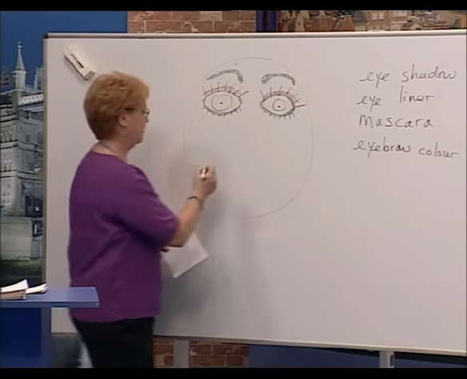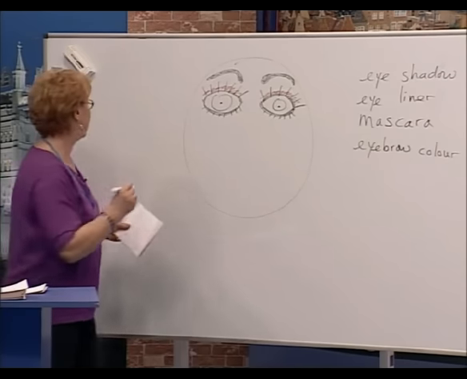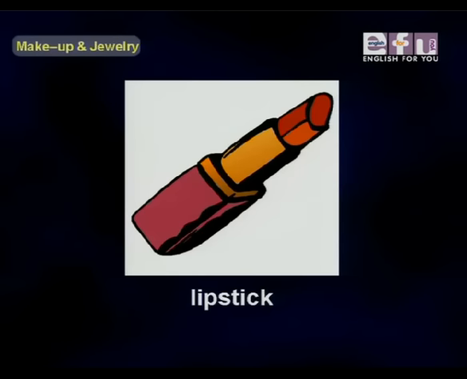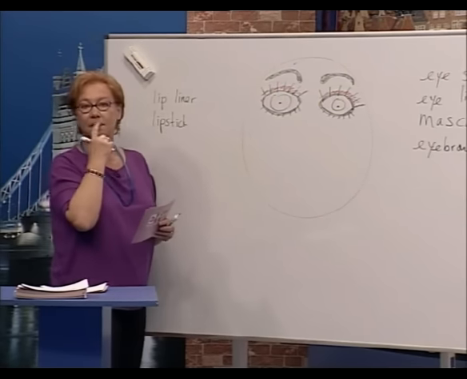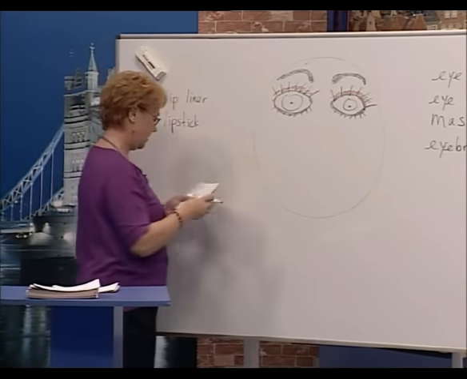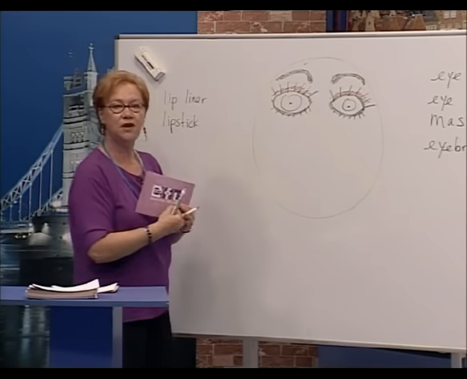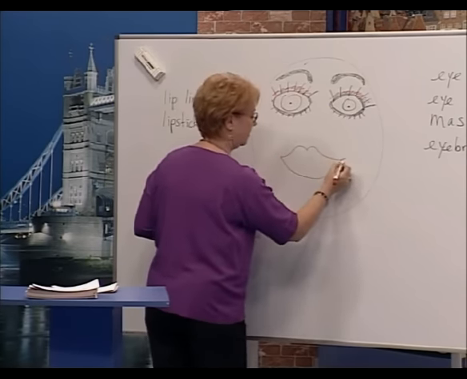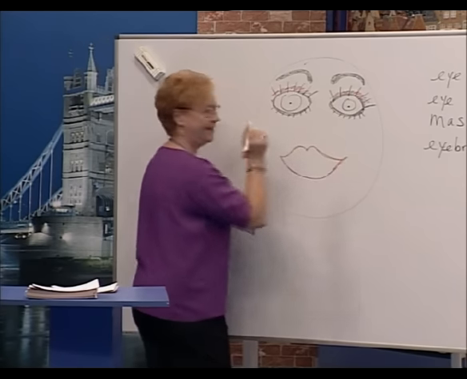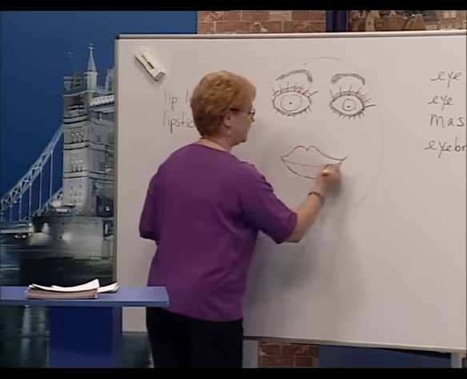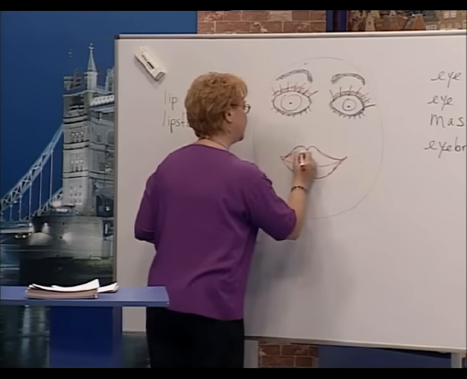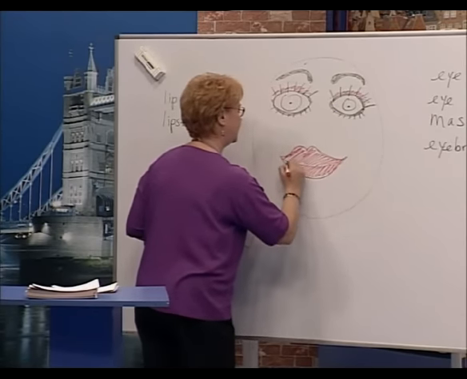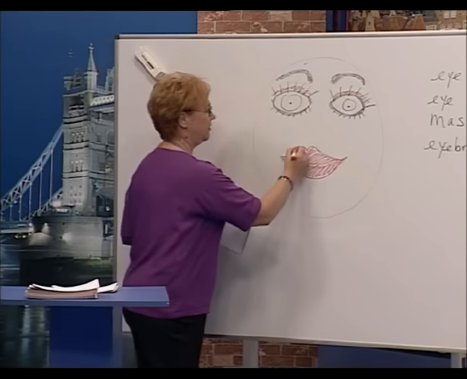Now, let's do the mouth, all right? Let's do the vocabulary first for the mouth. We have lip liner, and we have lipstick, okay? Lip liner and lipstick. Now, here we go. We're going to first draw around the mouth with lip liner. So here's the lip liner. All right? There. Beautiful. Lovely, huh? Now we need the lipstick. So here's the lipstick. It's not very good. But it'll do. All right? So lip liner and lipstick.